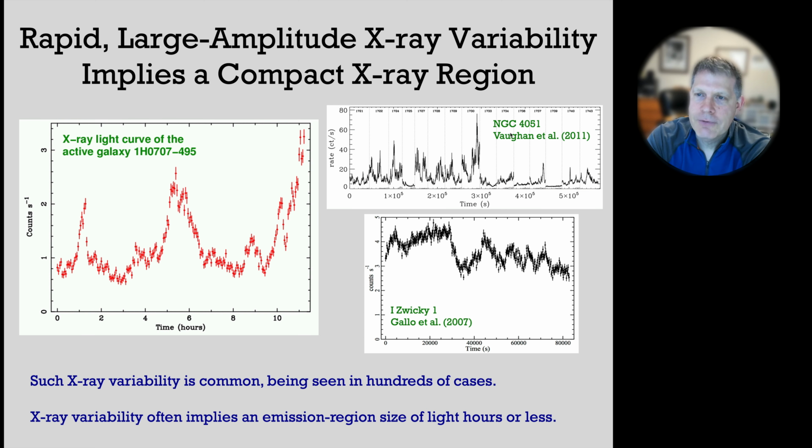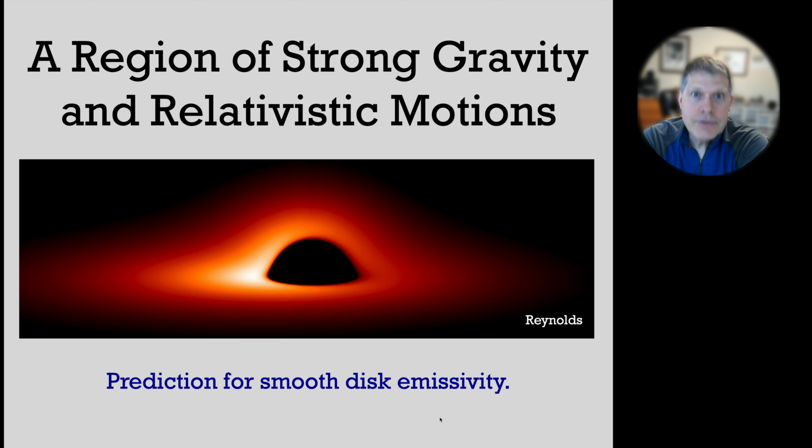Here's another example, NGC 4051. Look at this nice rapid and large amplitude variability continuously being seen. Here's another system, 1H 0707-495, and basically this type of X-ray variability being rapid and large amplitude is common. It has now been seen in hundreds of cases for these active galaxies. And again, this X-ray variability often implies an emission region size of light hours or less, indeed telling us that this emission is coming from the immediate vicinity of the black hole. Okay, so we're in the immediate vicinity of the black hole.